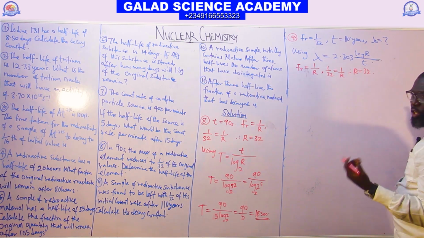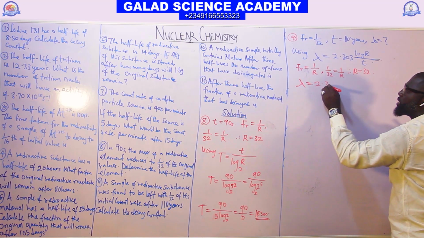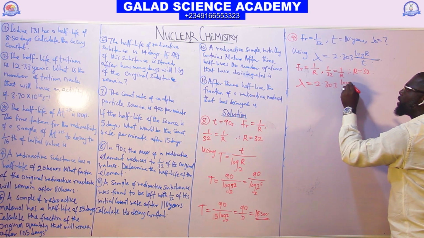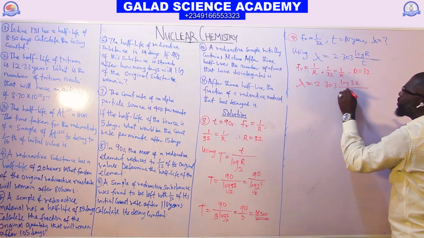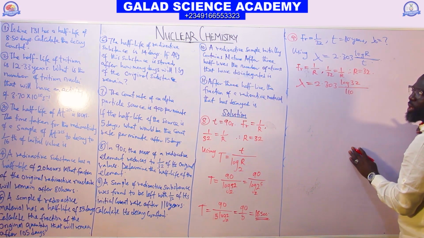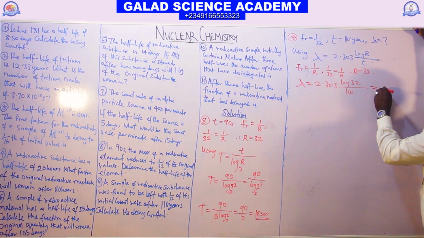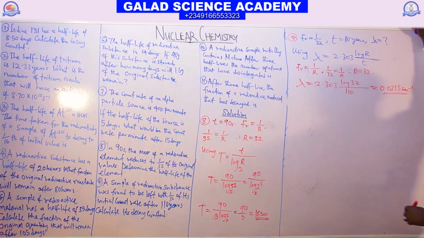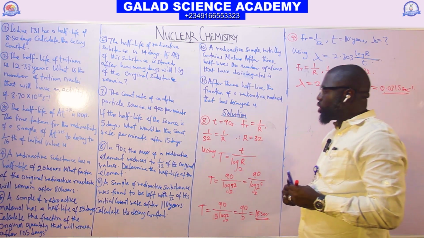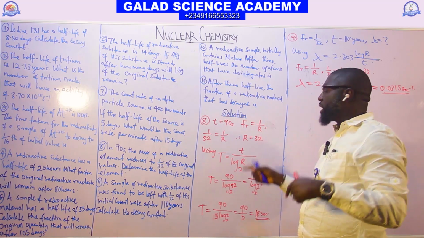So if you substitute for the value of lambda, we have 2.303 logarithm of R, which is 32, over time, which is 110. By the long process, pressing on the calculator, you must arrive at 0.0315 per second. That's the answer for that one. Let me solve question 10. You help me to solve question 11 and put your answer in the comment section.